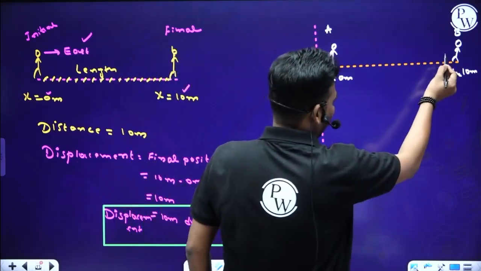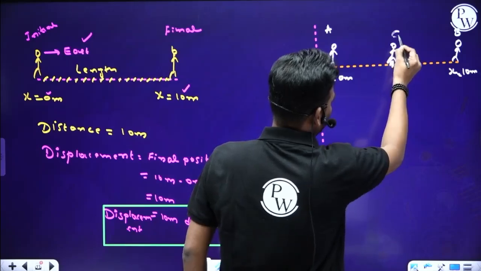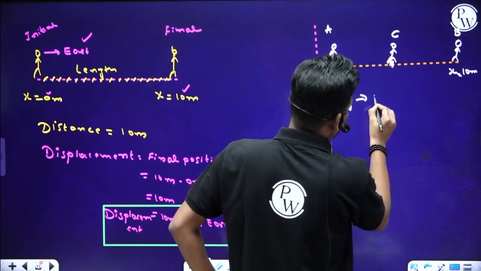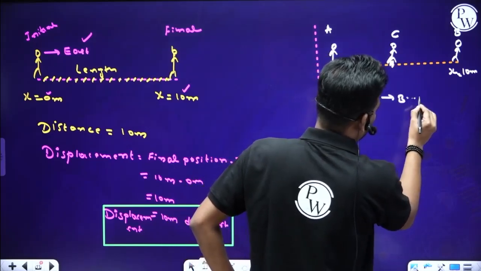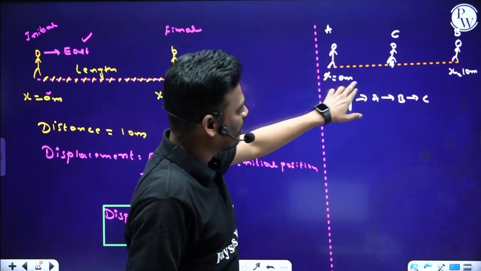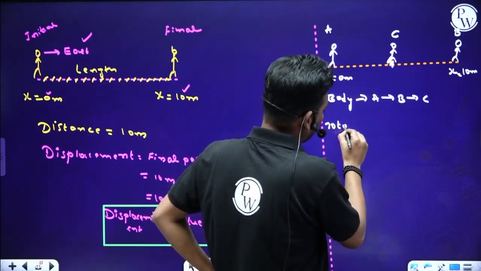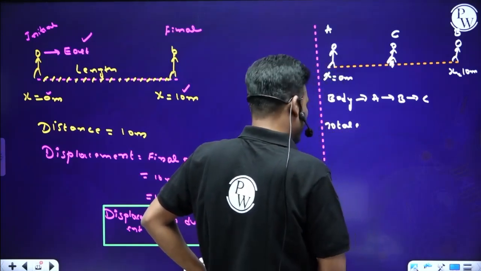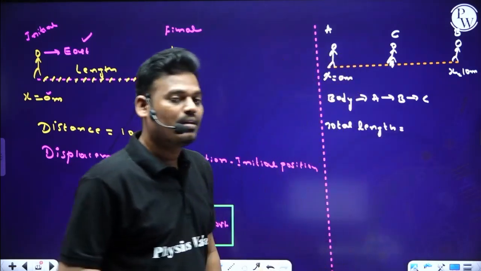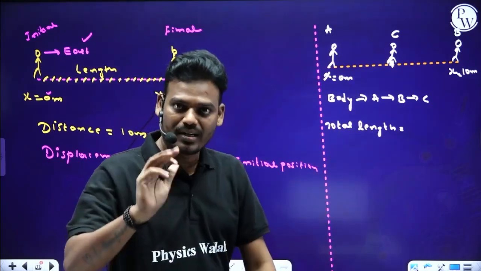Now, the body has traveled half of the distance. This is a point C. The body has traveled A to B, then C, from x equals 0 meter to x equals 10 meter. Then what is the total length? Why do we need to consider total length? Because the distance is given by the total length of the path covered by the object, or else the total path length covered by the object is called a distance.